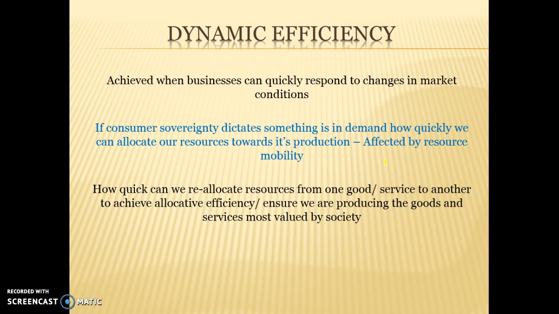And if we don't achieve dynamic efficiency, if we can't quickly shift resources into areas that are in high demand, then we can't achieve allocative efficiency quick enough. So it may take us 3 or 4 years before we can get the optimal allocation of resources if we're not dynamically efficient. So dynamic efficiency is critical. It's critical that land, labour and capital are able to quickly respond to changes in market conditions, changes in consumer sovereignty, changes in consumers' tastes and preferences.